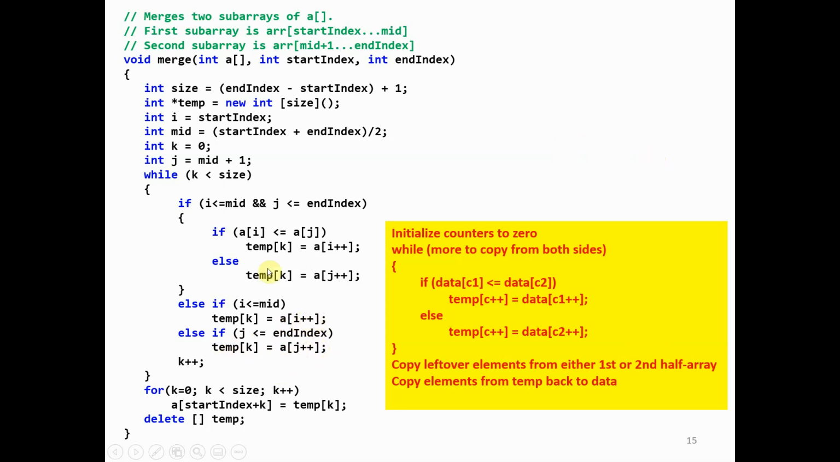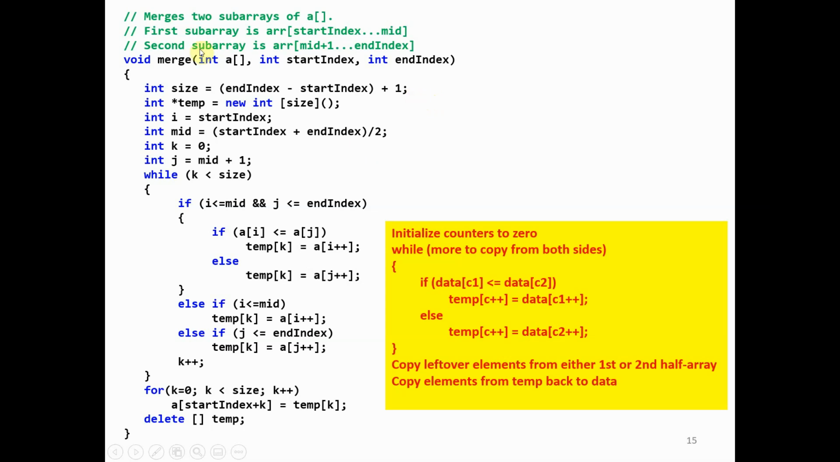Okay, and at each step, of course, we're going to increment k, which is the index we use for the temp array. At the end of this loop, we have a temporary array with the same size as A that is sorted. We haven't touched A itself, so A is still the same as the original array. So at this point, we transfer all the elements of temp back to A, okay?